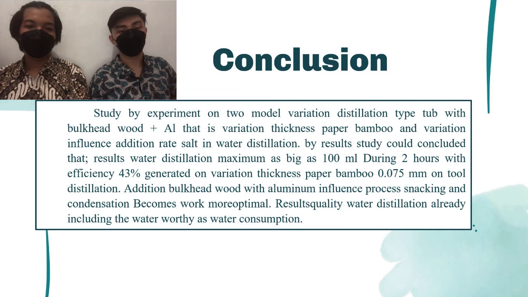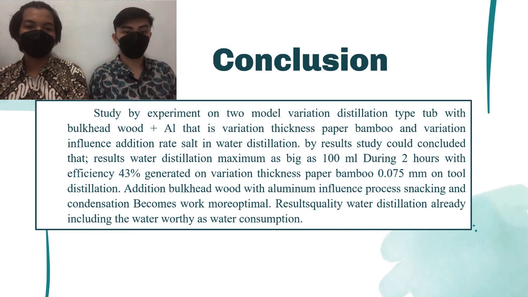The addition of the wood insulation with aluminum affects the process of evaporation and condensation to work more optimally. The quality of the distilled water is stable for consumption. The interfacing effect of solar energy water distillation makes the efficiency value of the distillation tool more optimal.